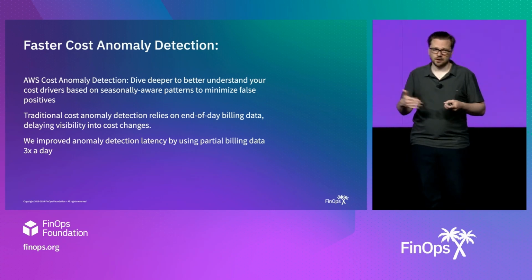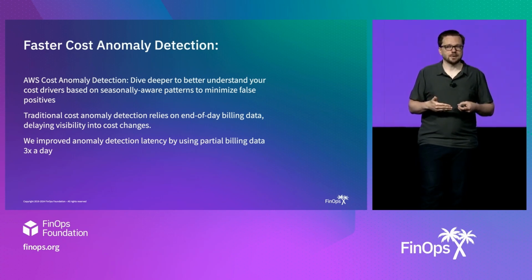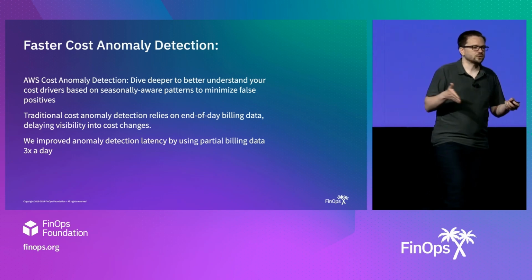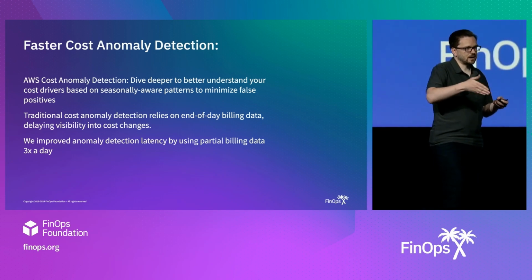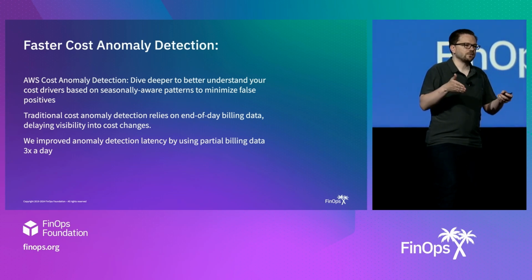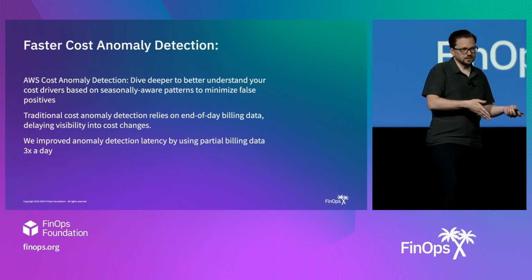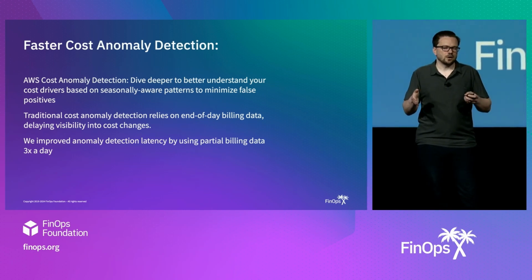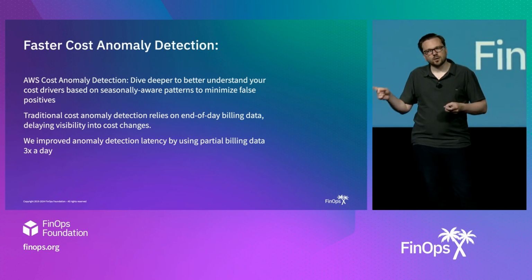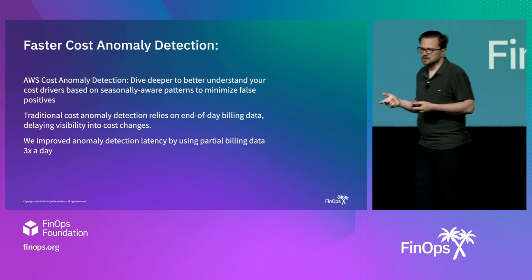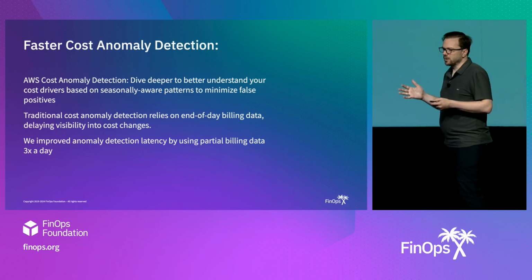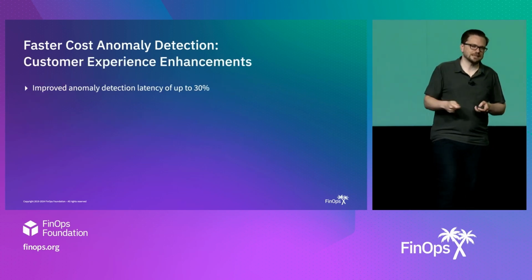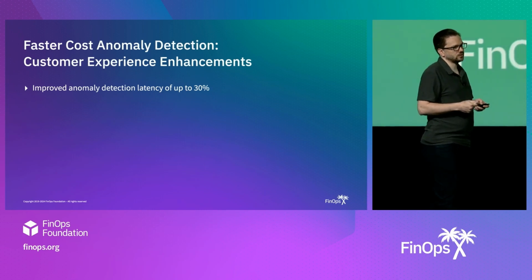And so you would get an anomaly detection the next day. What we heard from customers is, I want to know the same day if I have an anomaly happening today. And so what we did is, instead of using a full day of data, we started taking a look at partial billing data 3 times a day interspersed throughout the day. So if anomalies start happening in the beginning of the day, we're going to be able to get you an alert closer to and before the end of the day. Now, if anomalies start happening late at night, it's still going to need time to do the anomaly detection, and so you'll see that the next day. But we were able to improve the speed for anomaly detection by up to more than 30% by using partial incremental daily spend data.